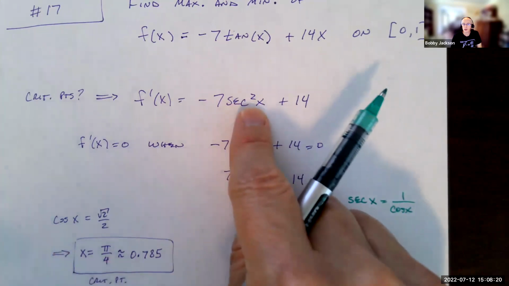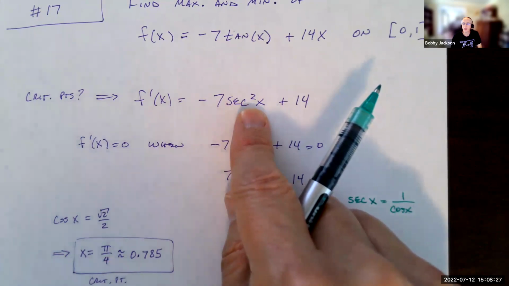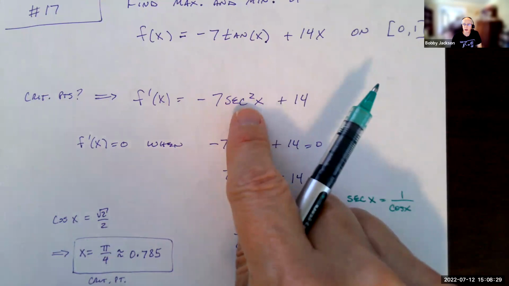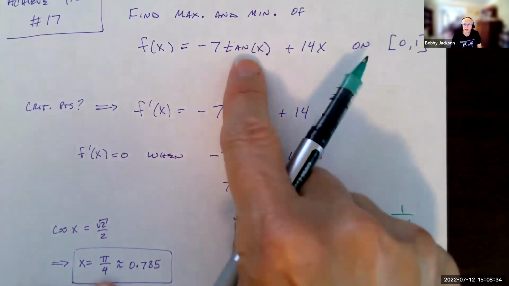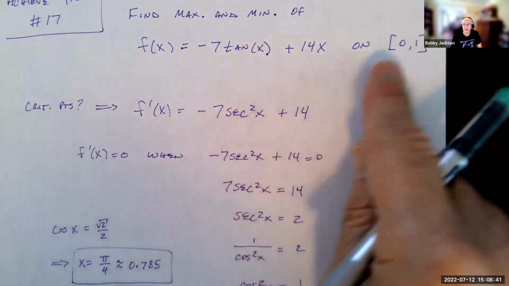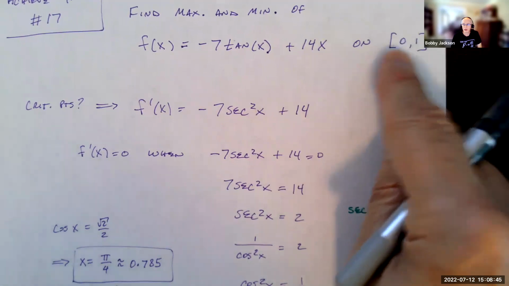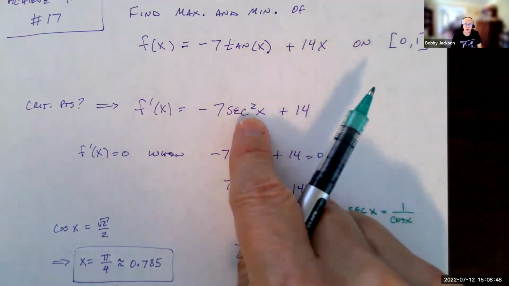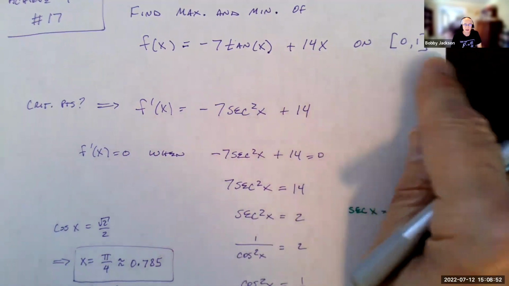Now, the secant function is undefined when cosine of x is 0, because secant is 1 divided by cosine. And cosine is 0 again at pi over 2, just like with tangent. In fact, secant and tangent have the same location for their vertical asymptotes. Again, since x is on the interval from 0 to 1 and pi over 2 is 1.57, we're not going to hit any vertical asymptote. So this derivative is never undefined on this interval.